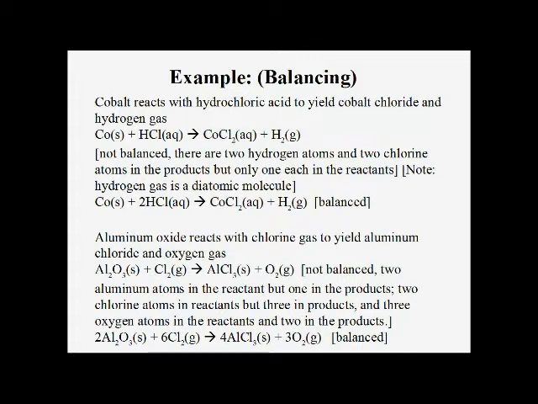So another reaction, if we have aluminum oxide react with chlorine gas, that'll give us aluminum chloride and oxygen gas. So we write the compounds first, make sure we have aluminum oxide is correct, Al2O3, chlorine is diatomic, oxygen is diatomic, aluminum chloride AlCl3. Once we confirm that the reactants and products are written correctly, now we can balance it.